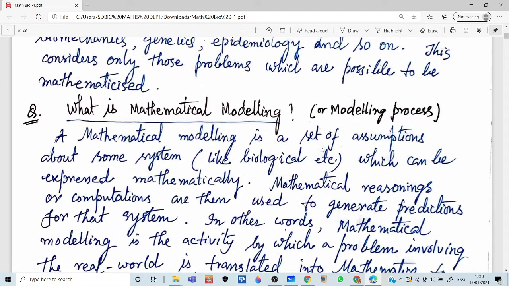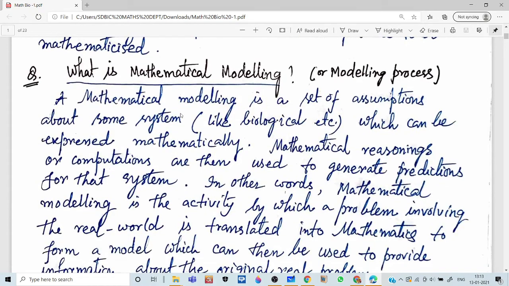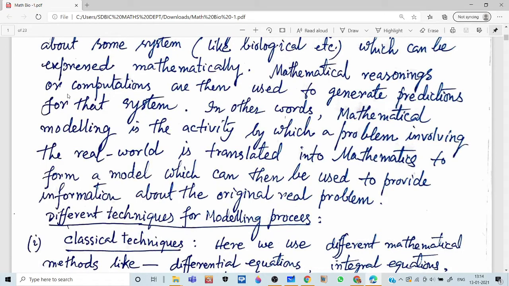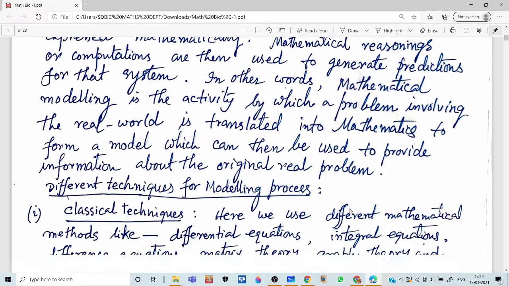What is mathematical modeling or modeling process? A mathematical model is a set of assumptions about some system, like a biological system, which can be expressed mathematically. Mathematical reasoning or computations are then used to generate predictions for that system. In other words, mathematical modeling is the activity by which a problem involving the real world is translated into mathematics to form a model which can then be used to provide information about the original real problem.